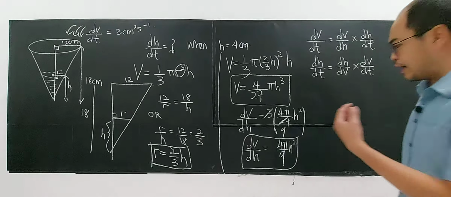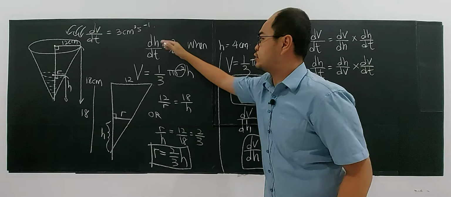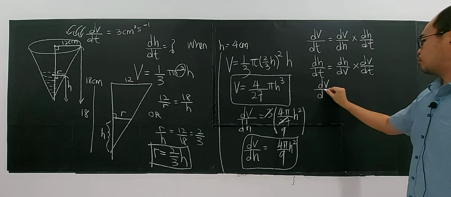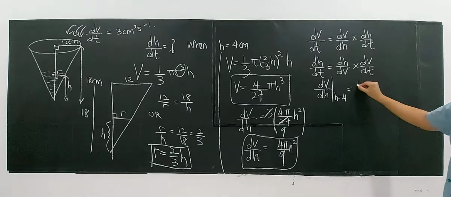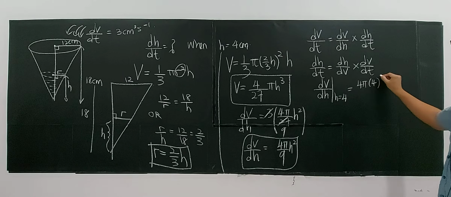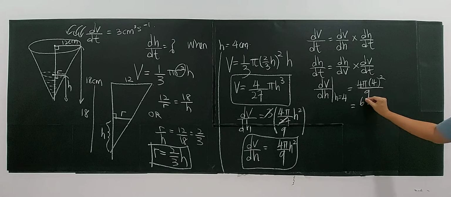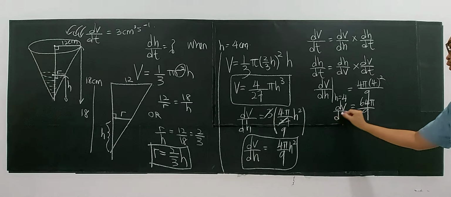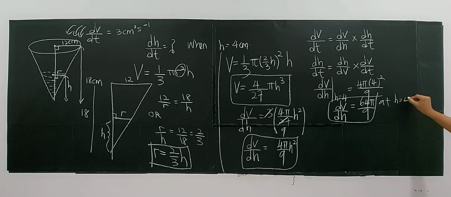You need to find the value of dV dH when H is 4 cm, because you need to find the dH dt when H is 4 cm. So when H is 4 cm, dV dH is 4 pi times 4 to the power of 2, divided by 9. So you have 4 times 16, which is 64 pi over 9. This is the value of dV dH at H equals 4 cm.